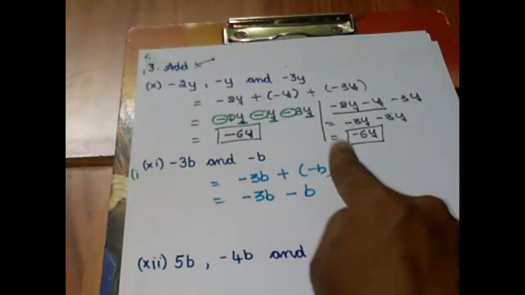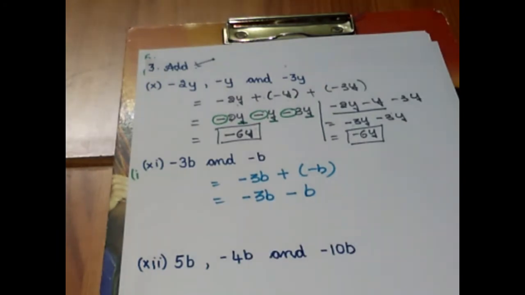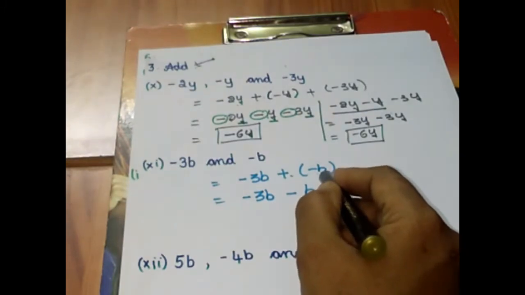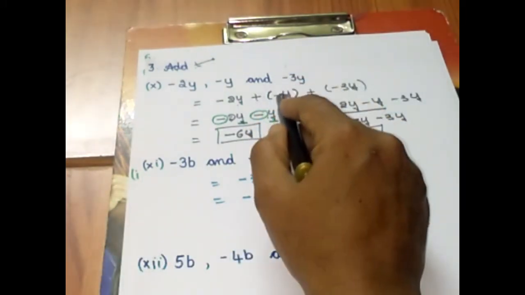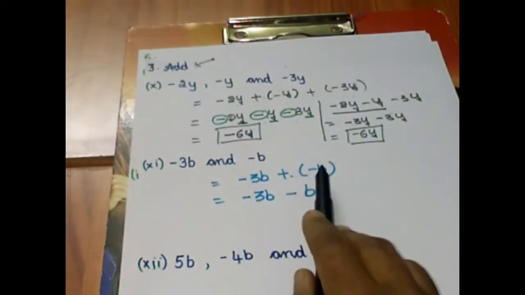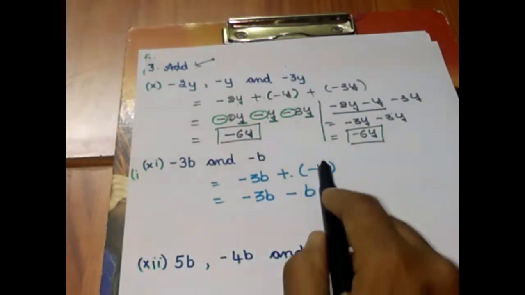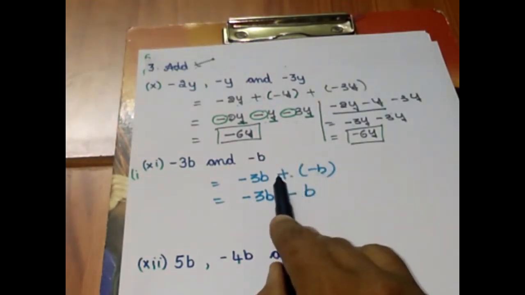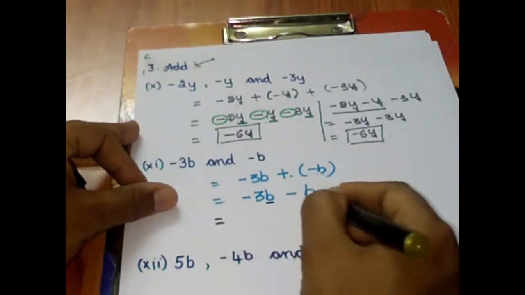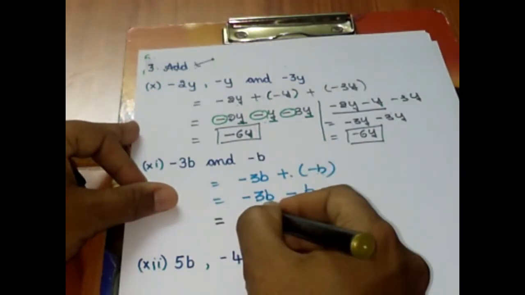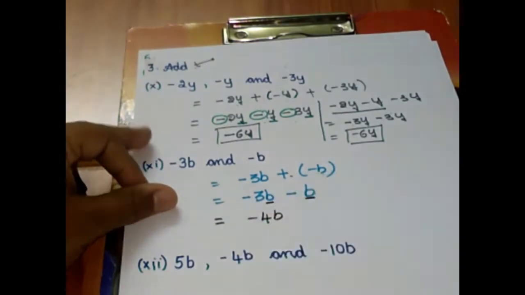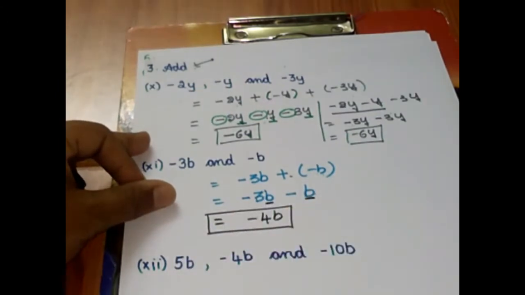When you get minus before the bracket, I'll make you know the difference. Whenever you have a plus before the bracket, the sign of the value inside the bracket does not change. See, minus y is minus y only, minus 3y is minus 3y only. So now what happens? Minus 3b minus b, both are b like terms, both with the negative sign. So add and write the minus sign. So minus 4b is the solution.